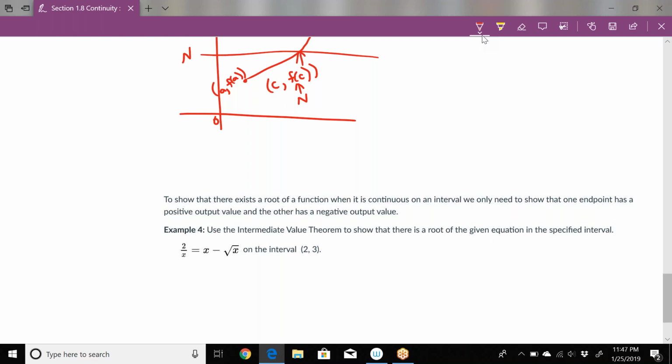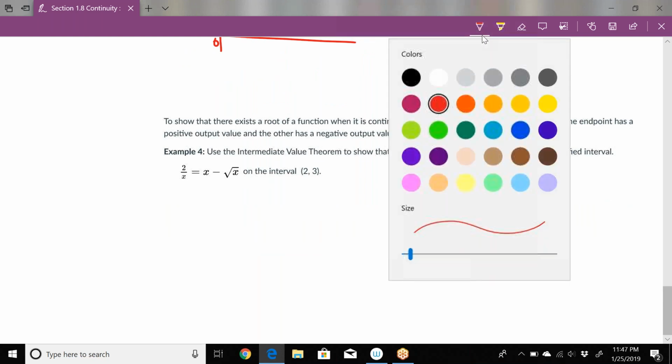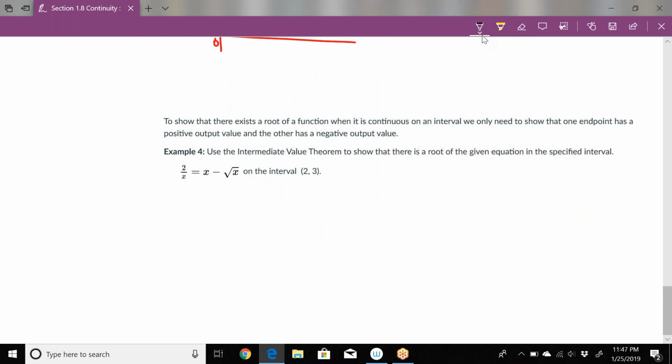So essentially we're saying n is kind of like the x-axis here. We're letting it be the x-axis, which has a y value of 0, and so we're looking for something that's positive and something that's negative to prove that there exists a root. So this is the function that I came up with for this one. It's 2 over x equals x minus the square root of x. And we want to plug in, the interval is [2, 3]. Remember, this is not an ordered pair. This is the x value at the first part of the interval, and this is the x value at the end of the interval.